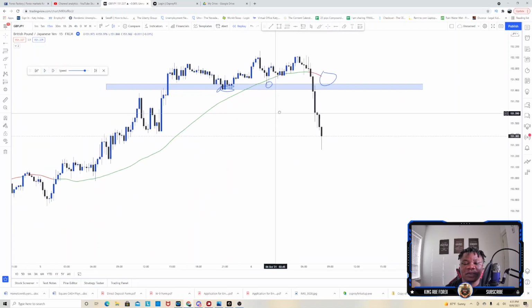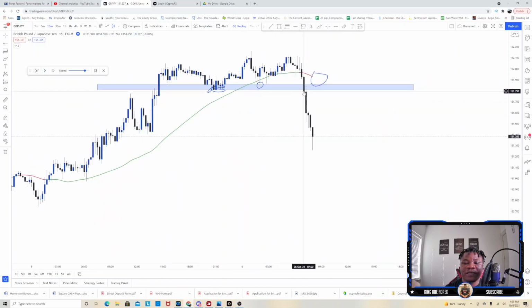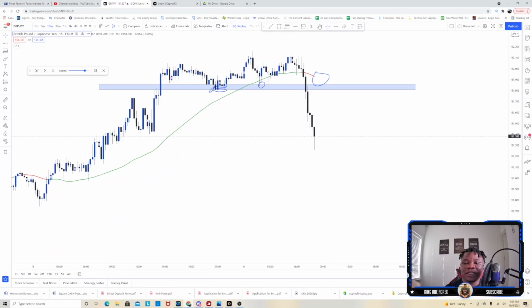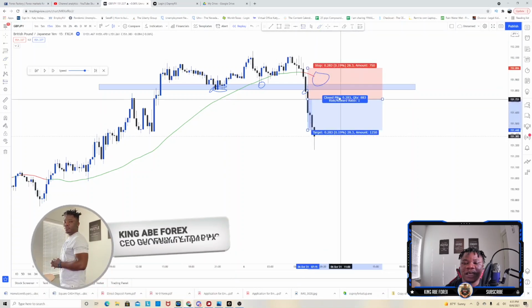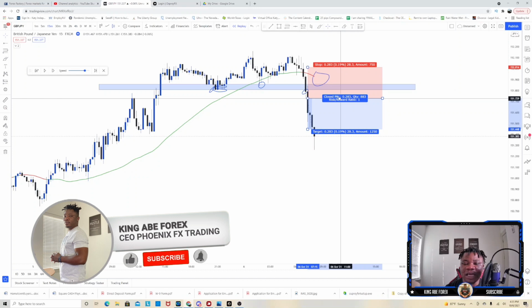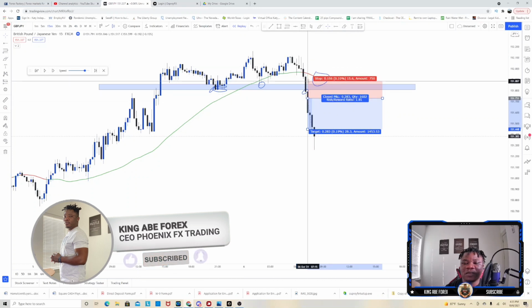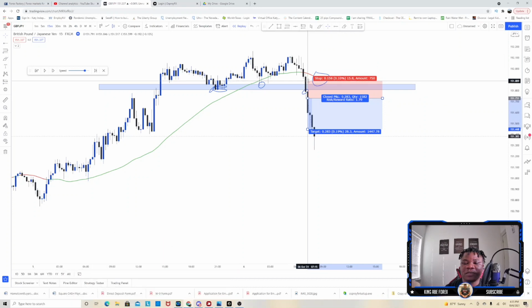So now over here, we had the break below support right here. Now I'll have my entry right here at this bearish engulfing candle. Now I can have my stop loss right above this support zone for about 16 pips.